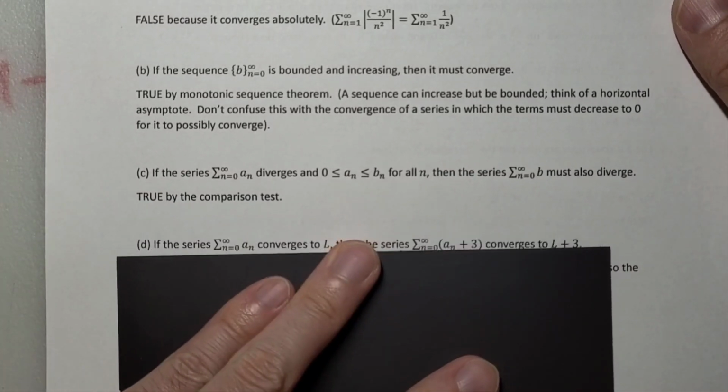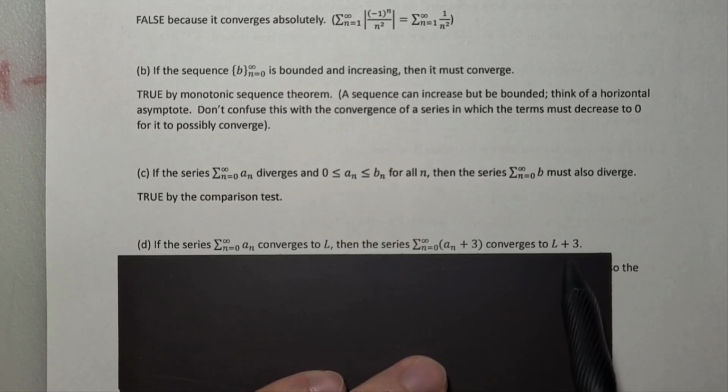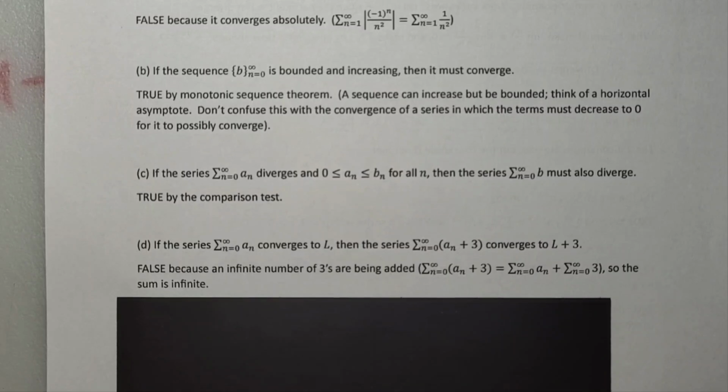Okay? If the series converges to L, then this series converges to L plus 3. Is this true? Is this false? I can already tell you right away, this is false. It diverges, actually. Because imagine you're summing up an infinite amount of 3s. So you can use that property where you can distribute that summation sign to both. So you're summing up an infinite amount of 3s. For sure, it's going to blow up.